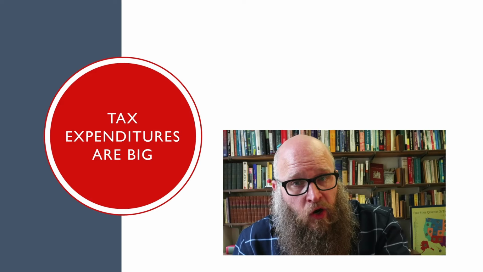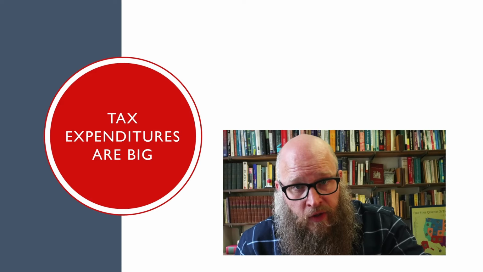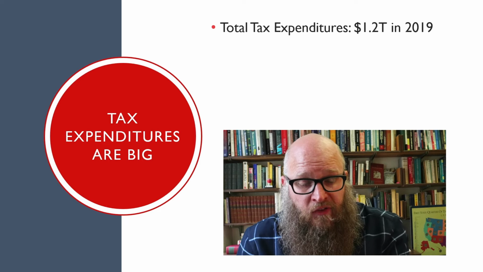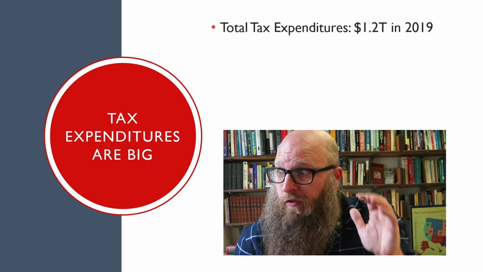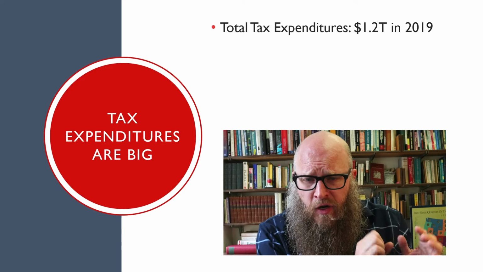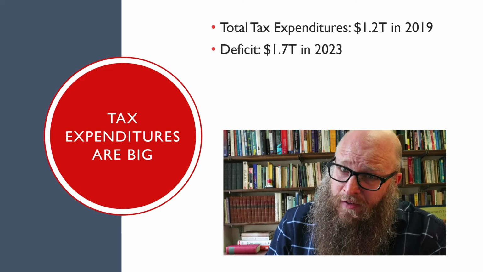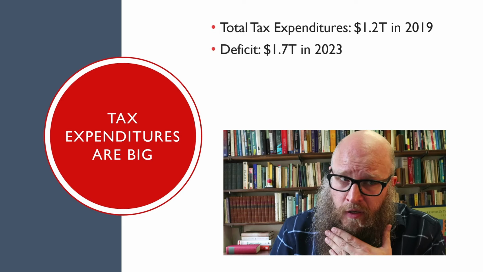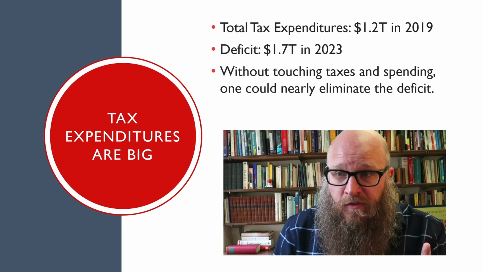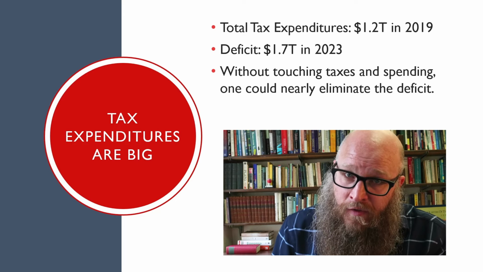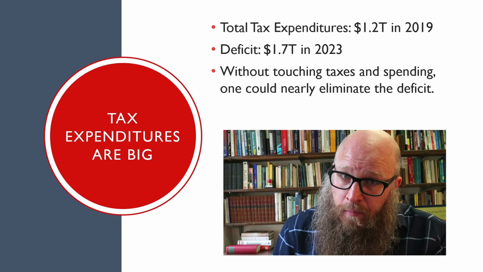There's going to be a lot of debate over the next decade on how to lower the government deficit. Tax expenditures are big. Add them all up, it's $1.2 trillion in 2019. That was kind of the most recent CBO data they had there, the Congressional Budget Office. For reference, the deficit, the most recent number we have is for 2023, is $1.7 trillion. Without touching taxes or spending, one can nearly eliminate the deficit just by cutting these tax breaks for the wealthy.